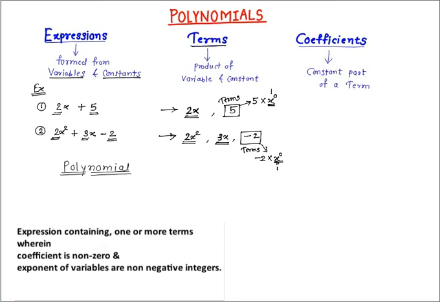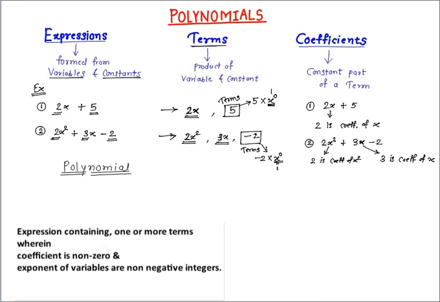Now let's talk about coefficients. What are coefficients? The constant part of a term is called coefficient. For example, in the first expression 2x plus 5, what is the coefficient of x here? 2 is the coefficient of x. Now in the second expression, 2x square plus 3x minus 2, what is the coefficient of x square? 2 is the coefficient of x square. And what is the coefficient of x? 3 is the coefficient of x. So that's a basic idea of the term.